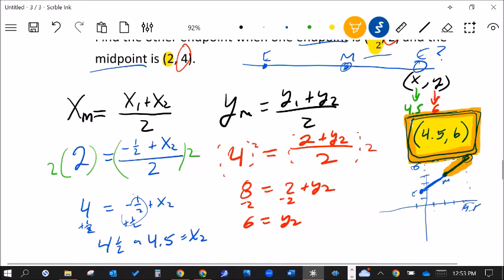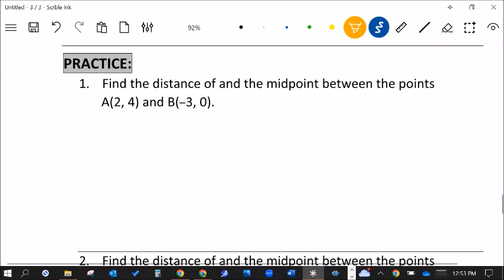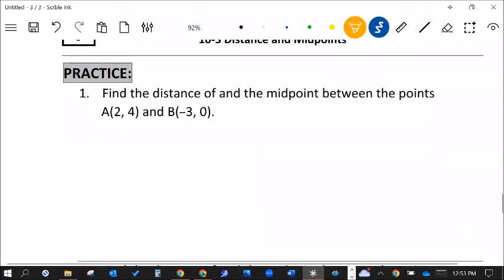Okay. Now, there are some practice ones here. Why don't you do this one yourself, pause, do this one, come back, and then I'll show doing it here. Go ahead.